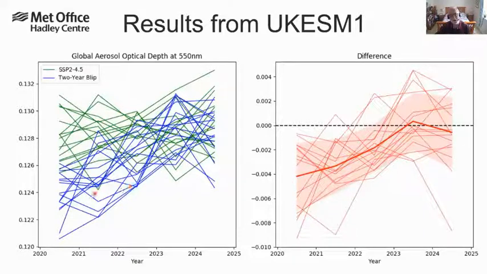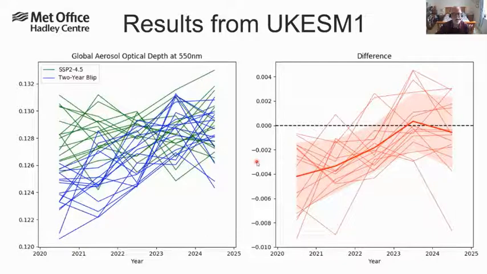So you can see here there's a trend, and the aerosol optical depth is slightly increasing over the 5-year period. And if you take the difference between the green and the blue, you can see that there's a reduction, a significant reduction in the aerosol optical depth initially, which then becomes statistically insignificant as we go forward over a period of 5 years. So as the effect of that blip gets taken out.